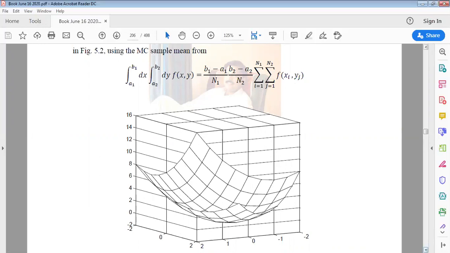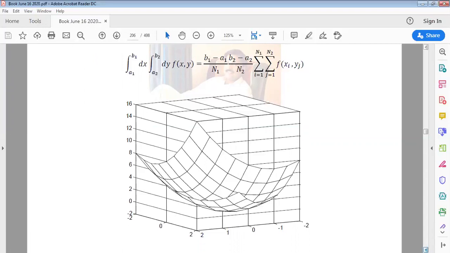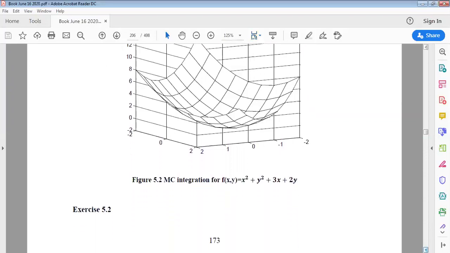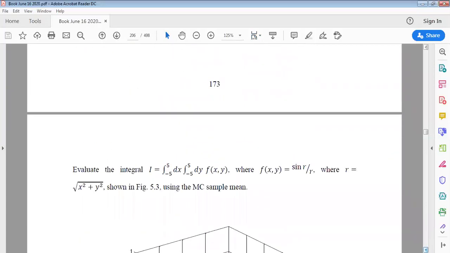Of course, I cannot plot anything higher than this. I cannot show you something of f(x, y, z) because I don't know how to plot the fourth axis. So beyond three independent variables, there's no way we can plot it. So that's where MC becomes very useful. So you can do this yourself. That's an exercise for you.